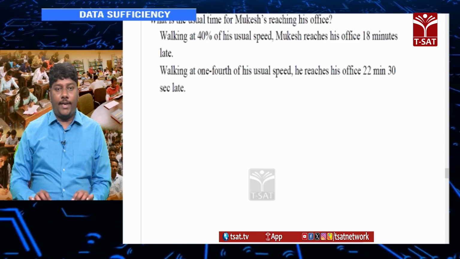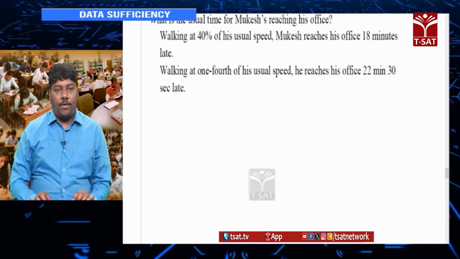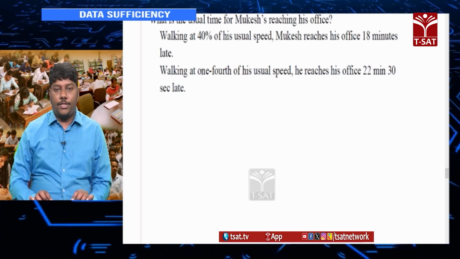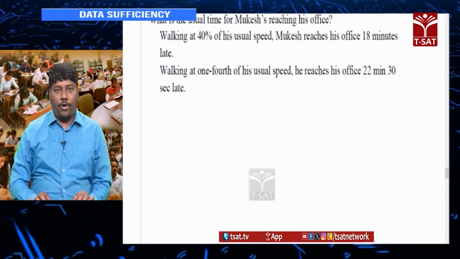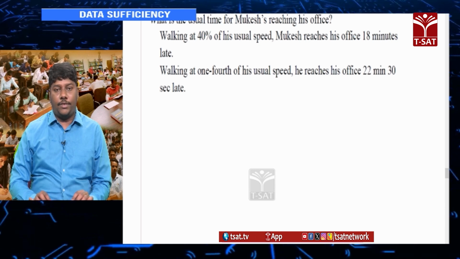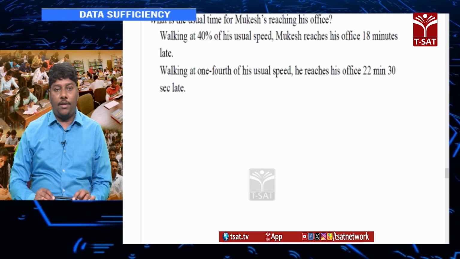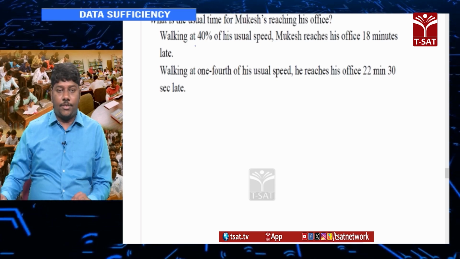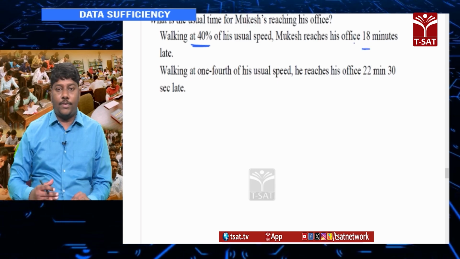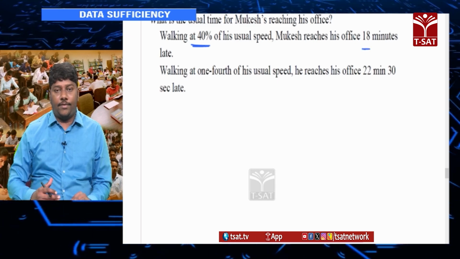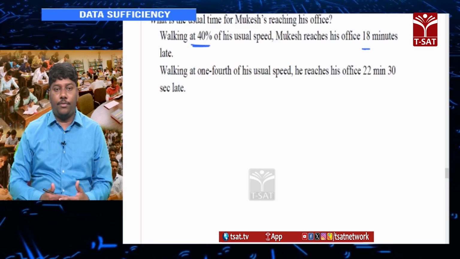What is the usual time for Mukesh reaching his office? Walking at 40% of his usual speed, Mukesh reaches his office 18 minutes late. So if he walks with 40% of his usual speed, he is 18 minutes late, which means you can find it out in terms of percentage. If he walks with 100%, how many minutes earlier? You can find the actual time, because the difference of time you know.